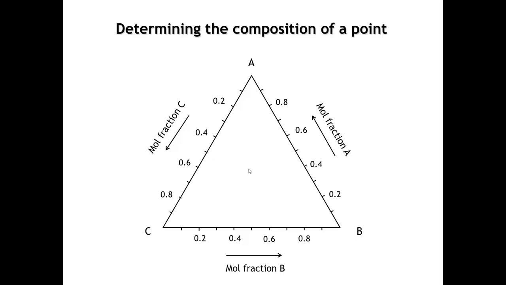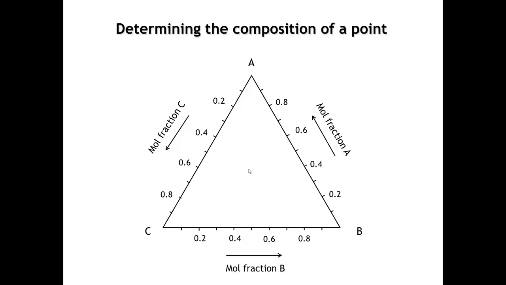In a binary phase diagram, that's easy. We would just draw a vertical line down from our point until we reach the x-axis, and that would tell us the ratio of A to B. Here, we have a triangle, so we have to go about it in a little bit different way. There are a few different ways you can do this, and those are described in the book. I'm just going to describe one of those, which I think is the simplest way.